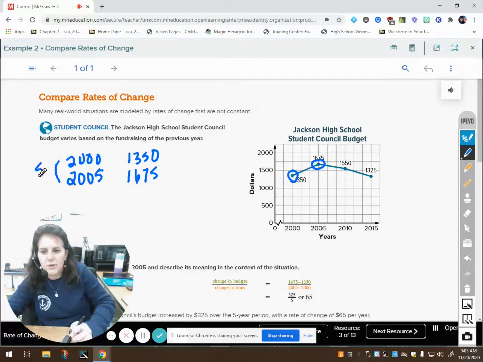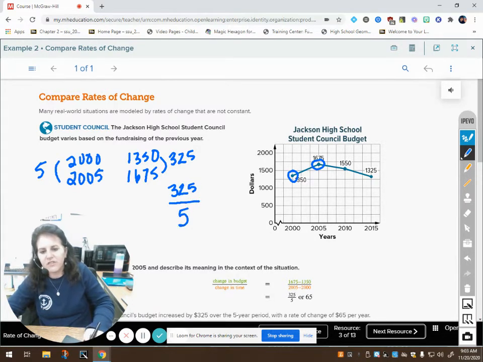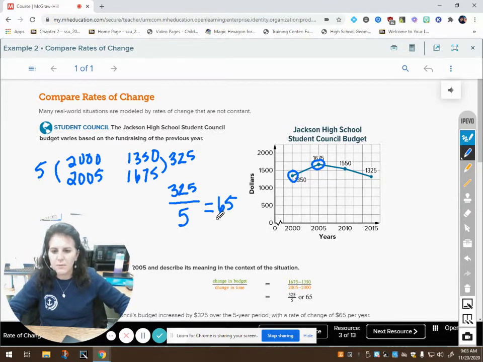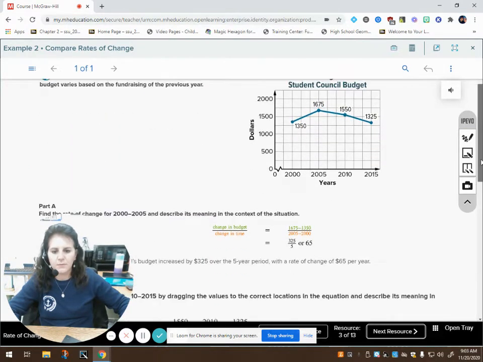So again, we could set it up the way they did and do the subtraction. I just like to kind of do it in my head. Okay, I know this went up 5. From here to here, I can see they went up 325. So then I put the change in the y, 325, over the change in the x, 325 over 5 is 65. So in that 5 years span of time, the average rate of change was 65. That means that it was growing by $65 each year over that 5-year span of time. So again, we can read that here. I'm sure it says the same thing.